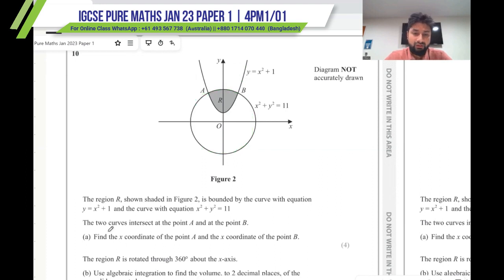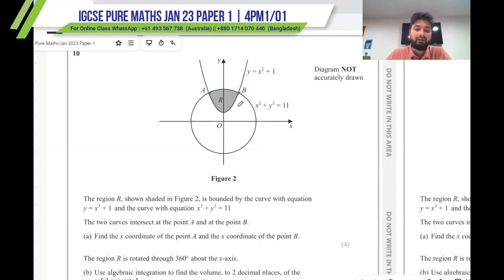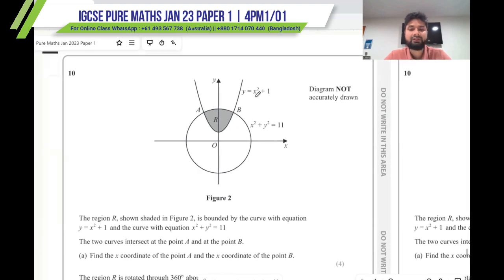Now, the two curves intersect at the points A and B. We can see A and B over here. Find the x coordinate of the point A and the x coordinate of the point B. When we want to find the point of intersection between two curves, we have to use simultaneous equations. Let's say this one is equation 1 and this one is equation 2.